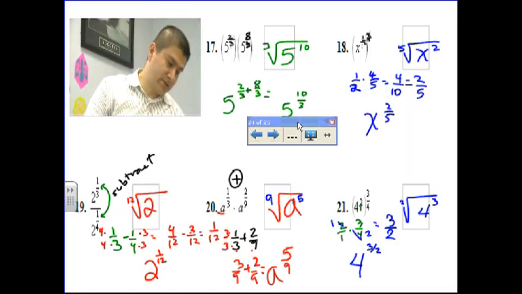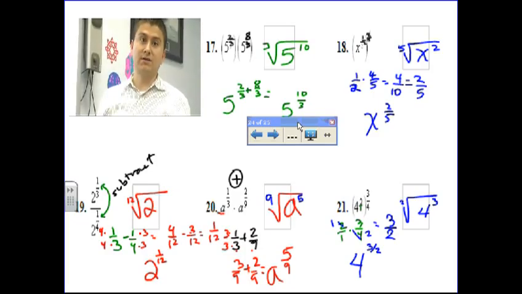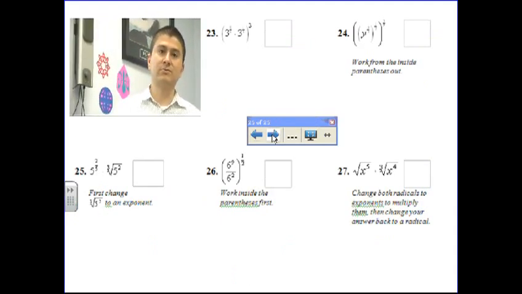Alright, shall we move on? We got 6 more problems to go. You still alive? Remember, if you are getting tired, just put pause. Go to the restroom. Go to the kitchen.